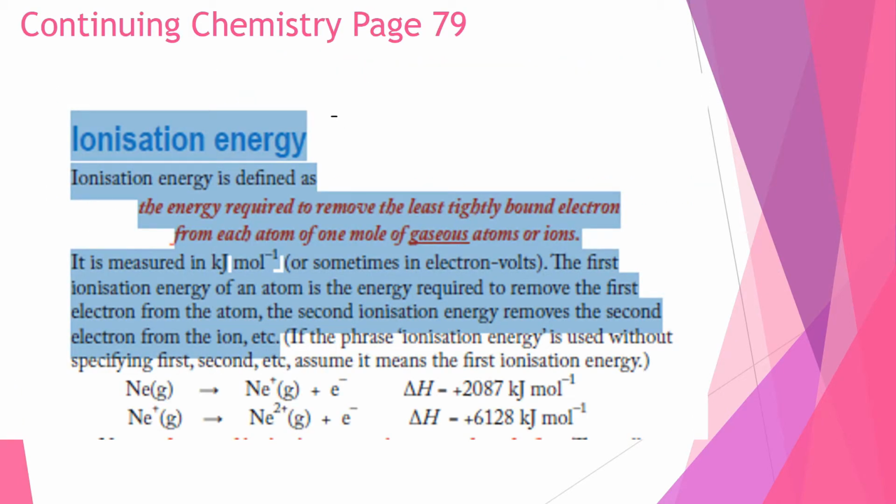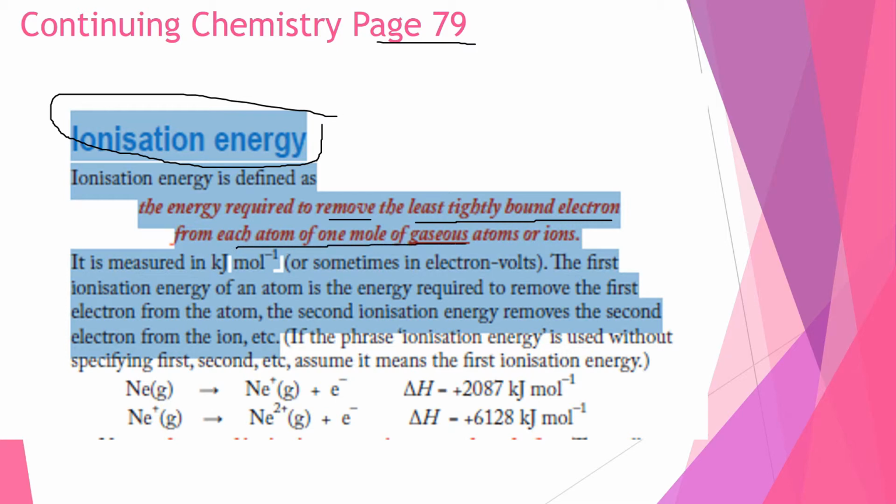So what is ionization energy? This I've again taken from the Continuing Chemistry, page 79. Ionization energy, and I have asked you to learn this definition, is defined as the energy that's required to remove the least tightly bound electron from each atom of 1 mole of gaseous atoms or ions. It is measured in kilojoules per mole.